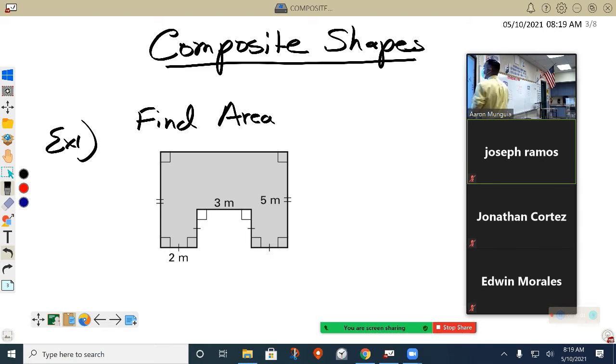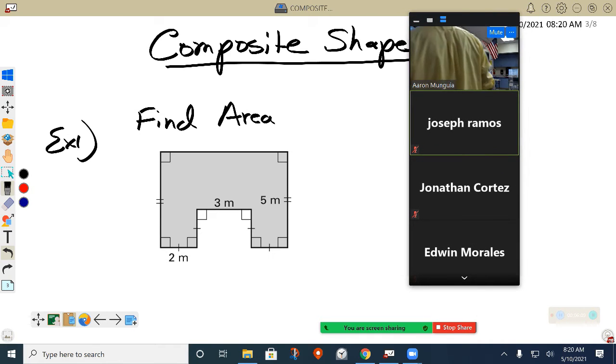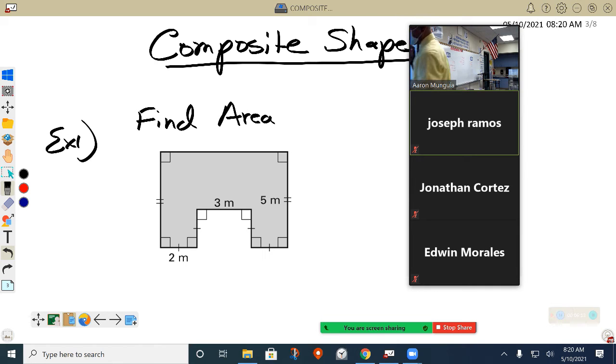The title is Composite Shapes. I'm gonna draw this, or just write C video, like I said. Find area. Composite shapes. What I mean by composite shapes are shapes that are funky and looking weird, and they're made up of one or more basic other shapes.